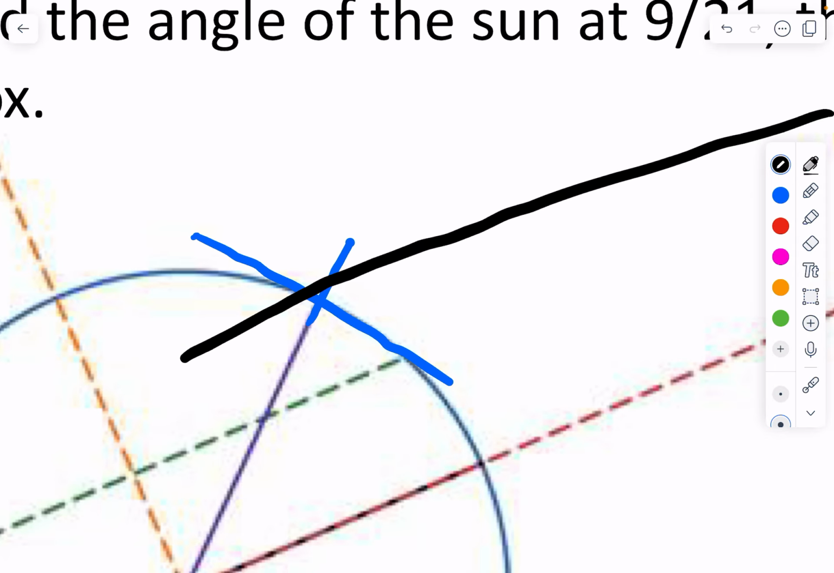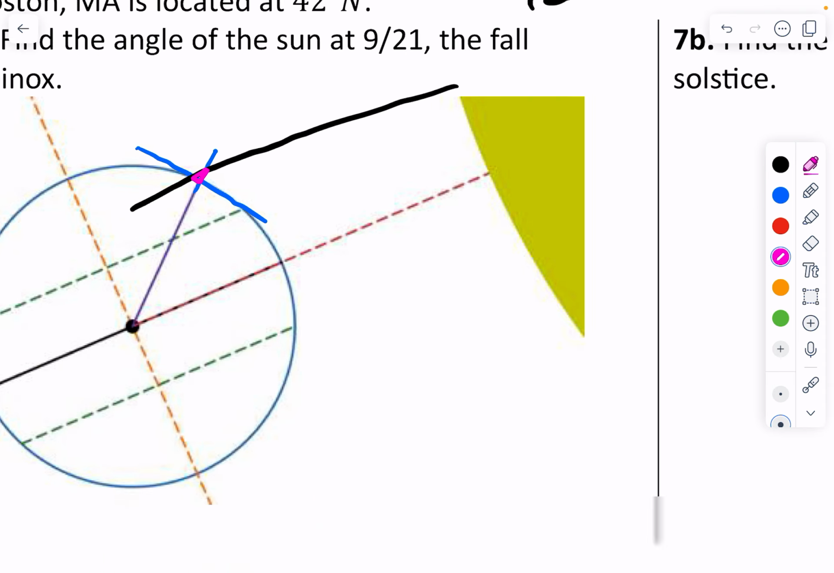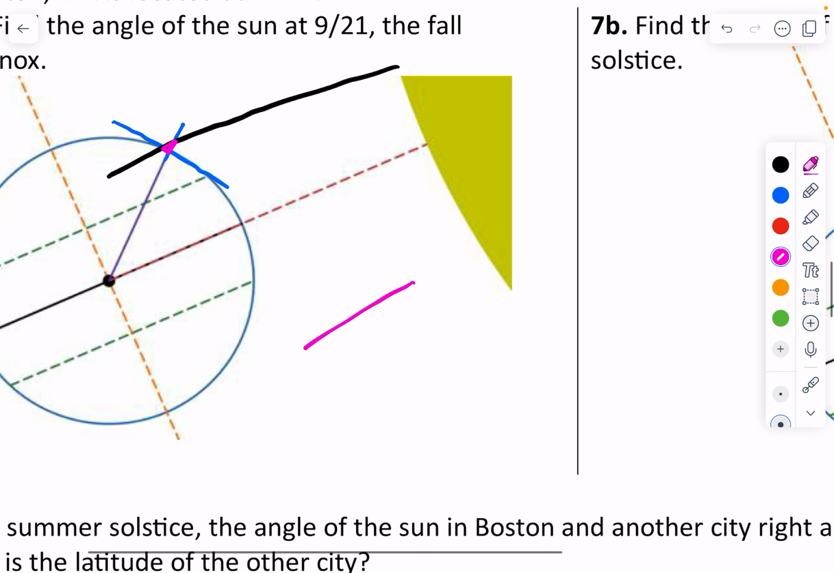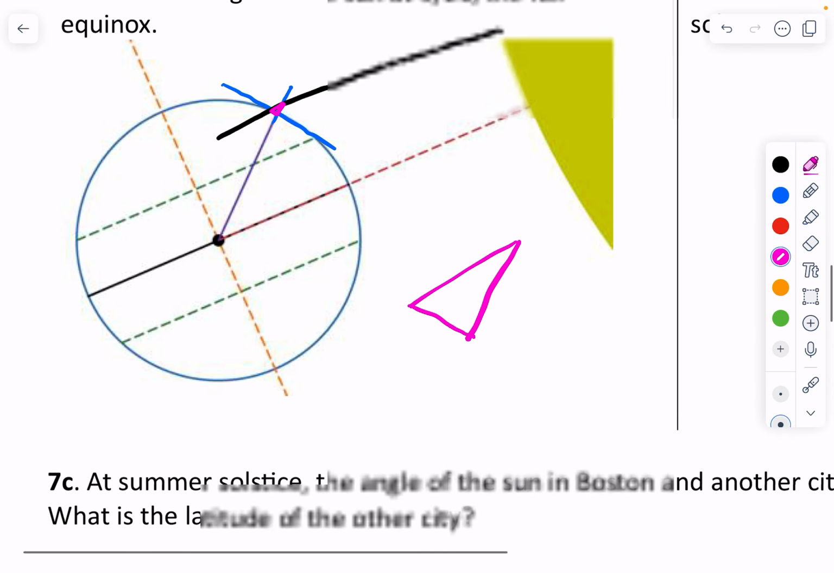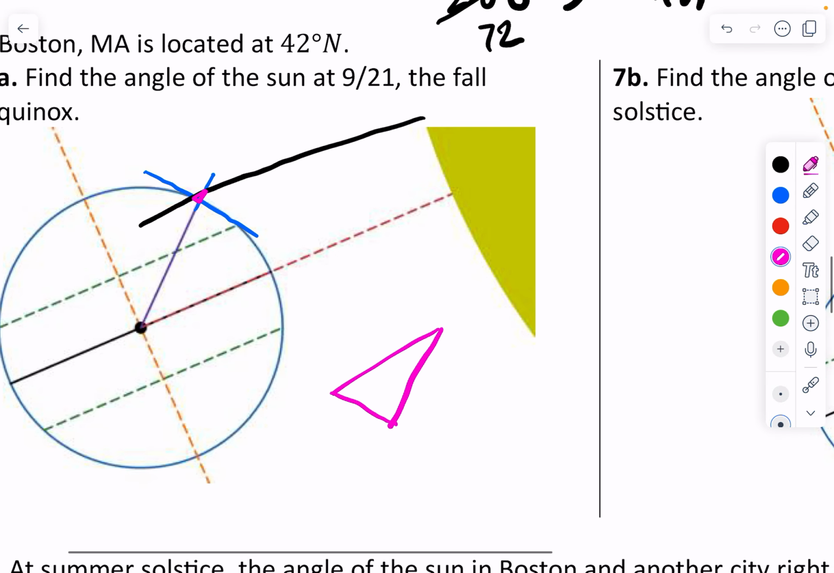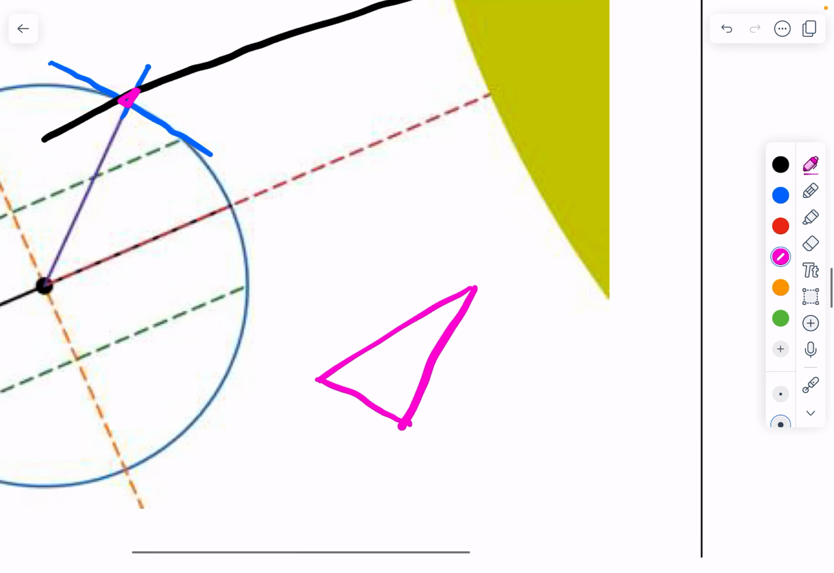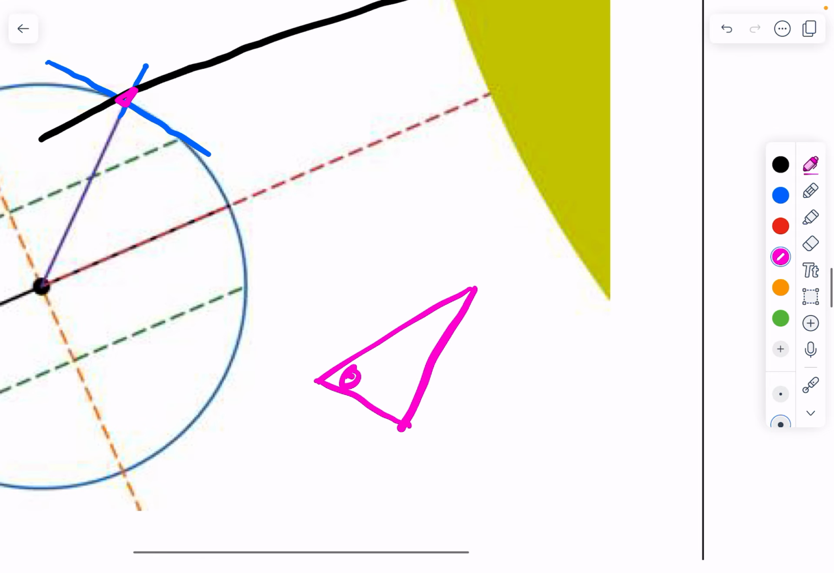So we want to look at this triangle. Right? And I'm making it bigger here. And what is the angle we want to find? We want to find the angle of the sun to the ground. So we want to look at this theta. Okay.